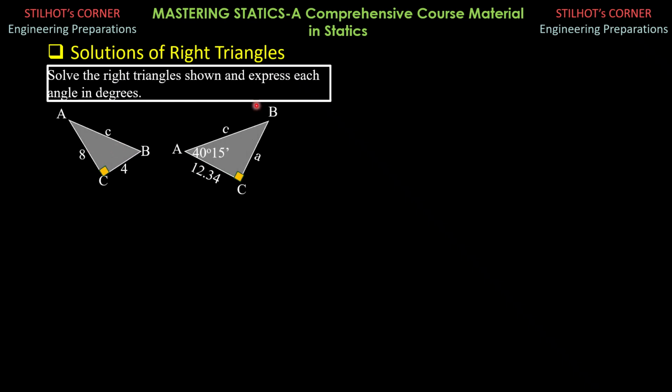So we have two right triangles here. This is the first right triangle. The given are sides A and B. Therefore, let's solve for C by Pythagoras theorem. The hypotenuse C squared equals adjacent side 8 squared plus 4 squared. So solving for C, C is 4 square root of 5 units.